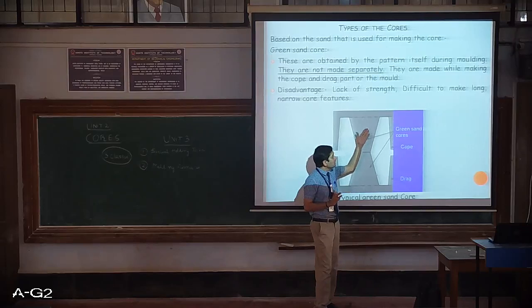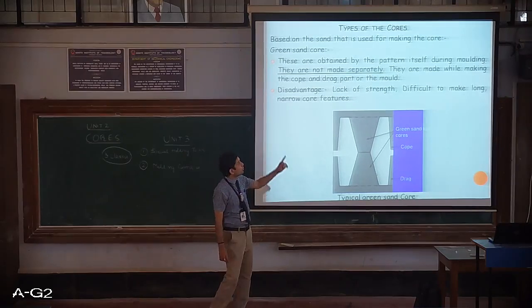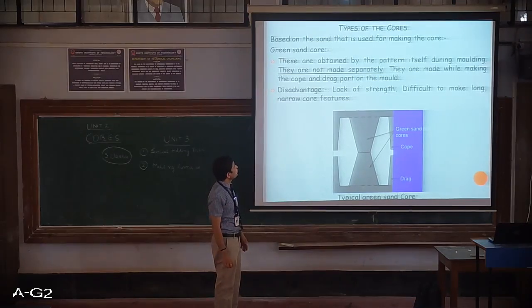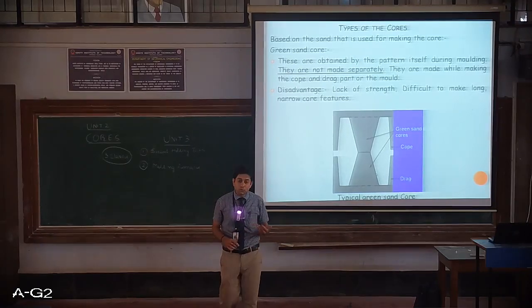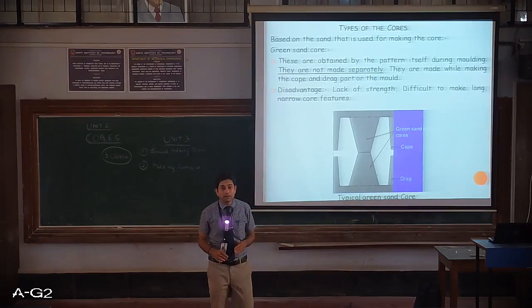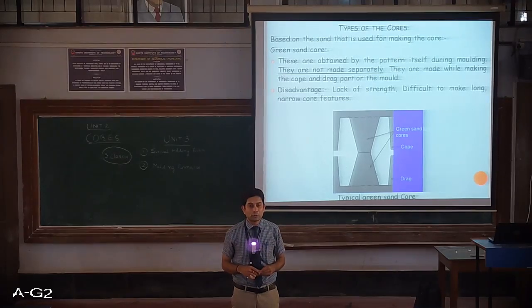Here you will see that this core is being made as a part of the mold only. That is called the green sand core. They are made while making the cope and the drag part of the mold. When you are making the mold, the cope part and the drag part, you will provide a provision for making the cores also, and that is called the green sand core.